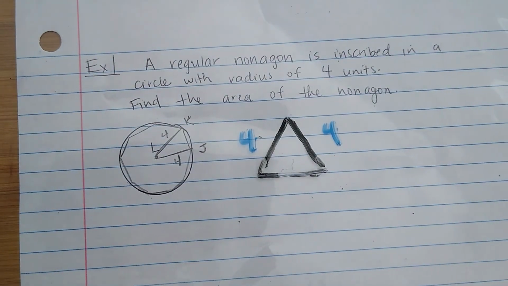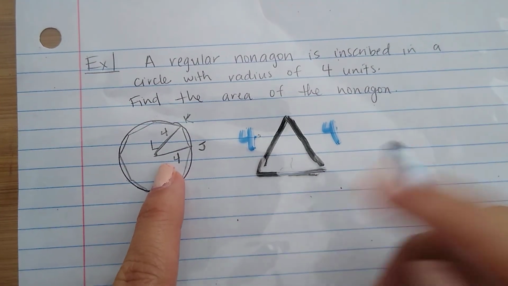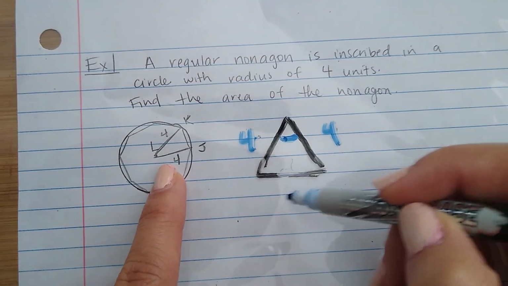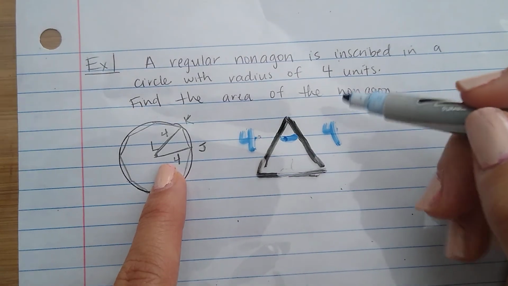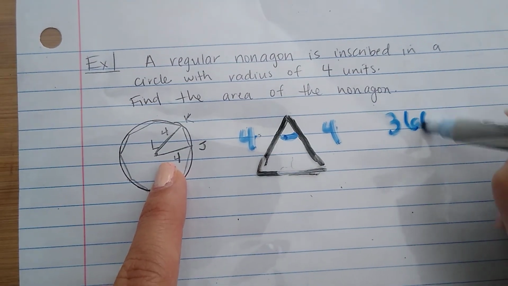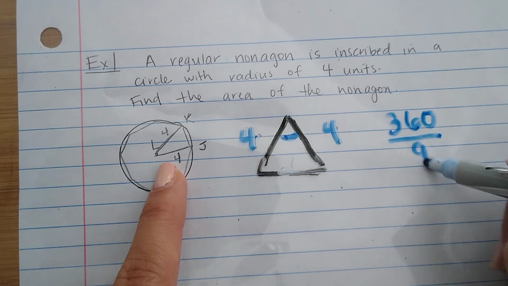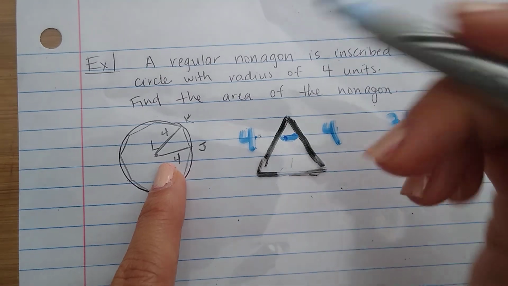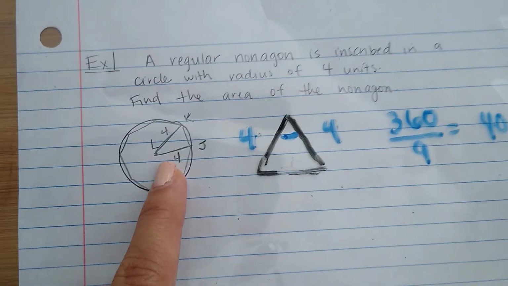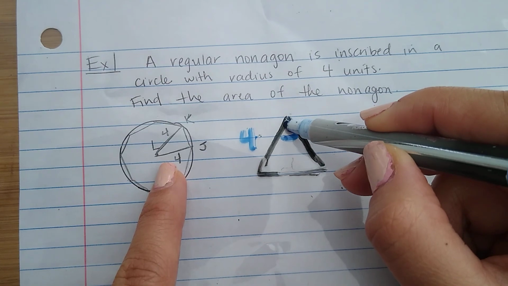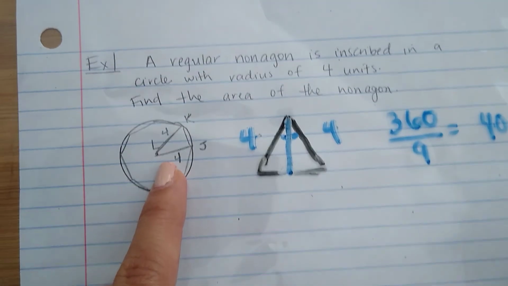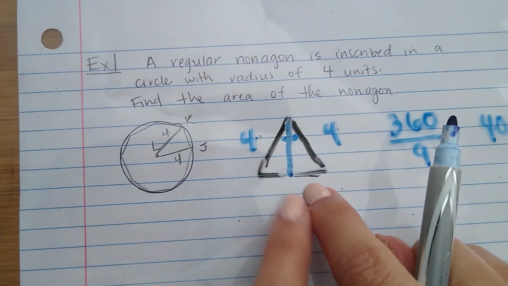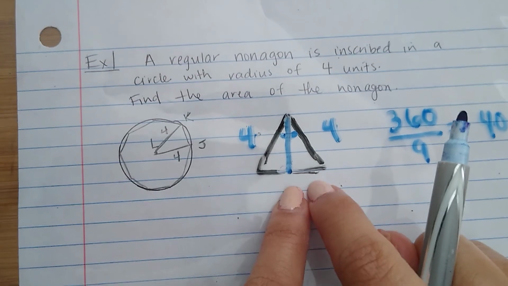So the side lengths here are 4. Now I need to figure out what this angle here is so that I can figure out anything else. So I'm going to do 360 divided by 9 equals 40. That means this entire angle here is 40 degrees, but I'm going to cut it in half, so that I know this side and I know the angle. Now I just need to find this side here.